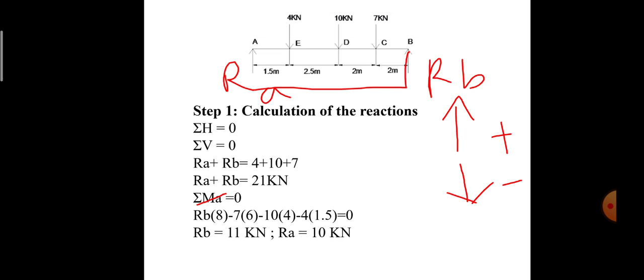So 4 into 1.5. Since it is right hand side, it is a clockwise movement. So right hand side clockwise movement, again it is considered to be negative. If I solve this, I will get the value of RB as 11 kilonewton. And if I put that RB value in the sigma V equation, I'll get the value of RA as 10 kilonewton. So this is how to find the support reaction with reference to the equilibrium conditions.